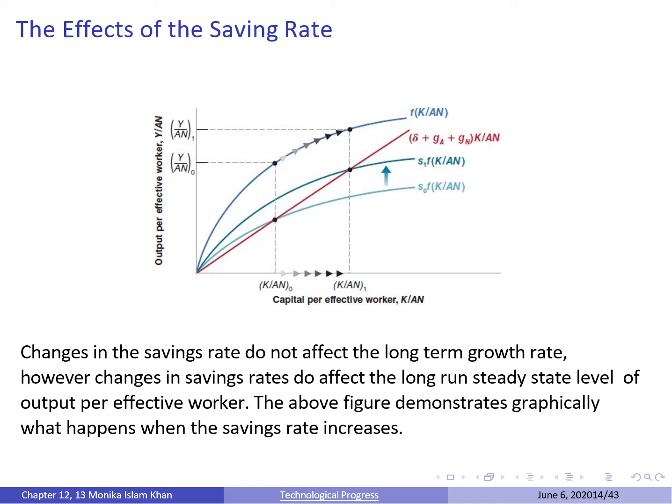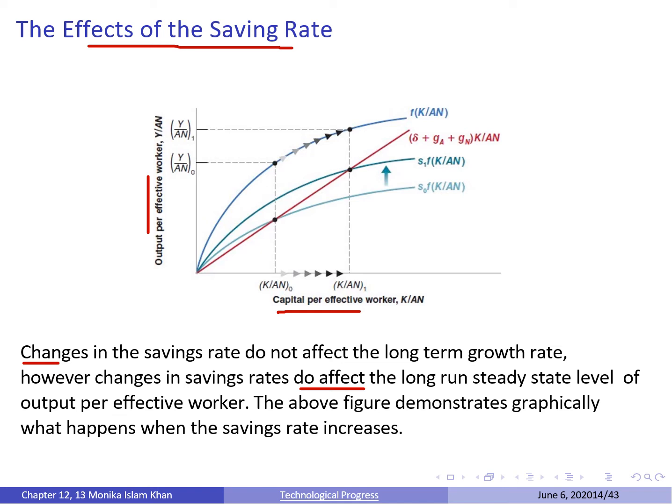Now we're going to look at the effect of changes of savings rate on the steady state level of capital per effective worker and output per effective worker. You should know that changes in the savings rate do not affect the long run growth rate. However, changes in the savings rate do affect the long run steady state level of output per effective worker.